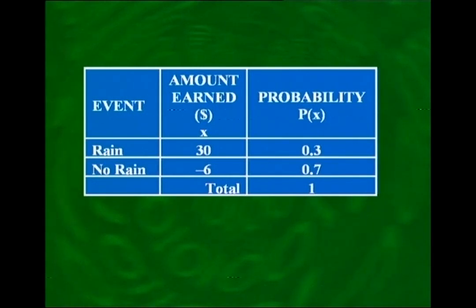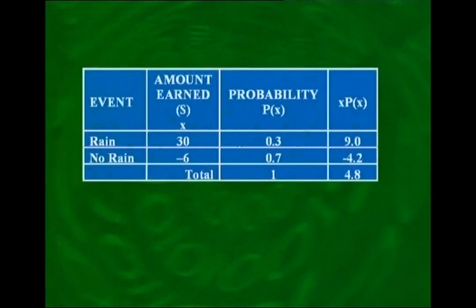Now, as I have just said, the probability of rain, or in other words, the probability of x being equal to 30 is 0.3, whereas the probability of x equal to minus 6 is 0.7. In order to compute the expected value of x, all we have to do is to multiply the column of x with the column of probabilities, and doing so we obtain 30 into 0.3 equal to 9.0 and minus 6 into 0.7 equal to minus 4.2. Adding the two numbers, we obtain E of x equal to 4.8.